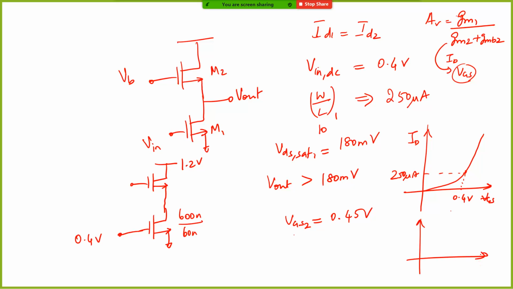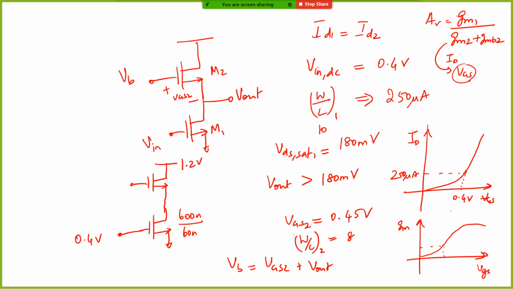Again, you go to the GM versus VGS plot. It will go something like this. So you say, for this ID, I am choosing my W by L ratio also to be a certain thing. Let's say this W by L ratio is given by a factor of 8. I'm just giving you some examples. Now, the way you would design it is, you have to design VB. Now VB is equal to what? VB is equal to this VGS2 plus Vout.